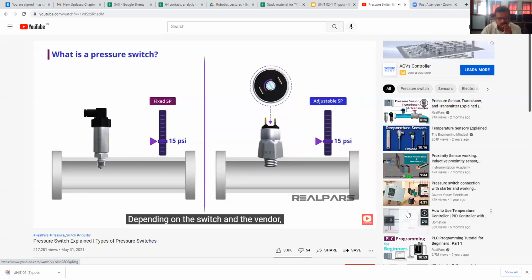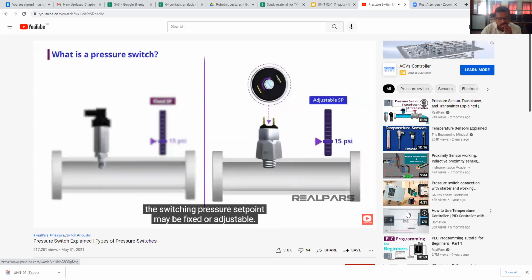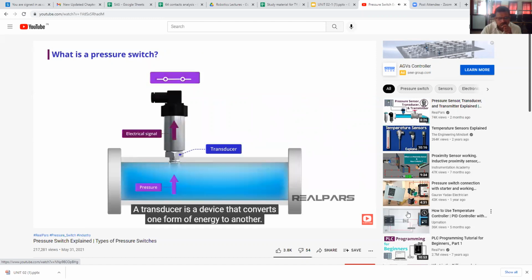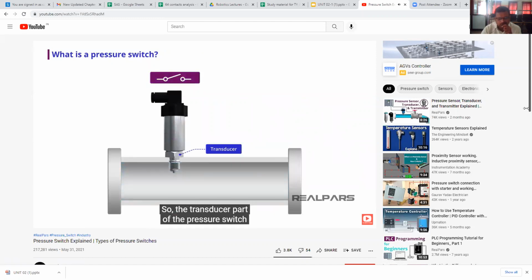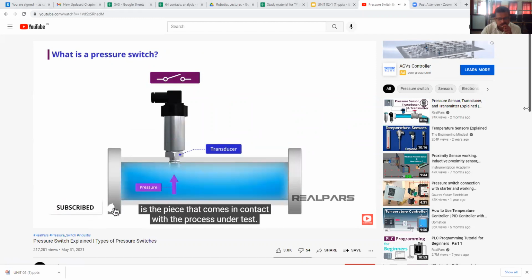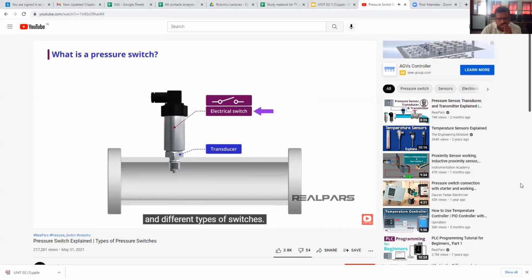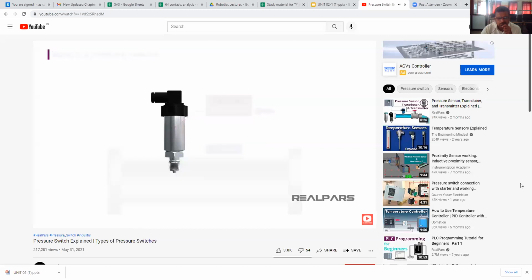Depending on the switch and the vendor, the switching pressure set point may be fixed or adjustable. A transducer is a device that converts one form of energy to another. So, the transducer part of the pressure switch is the piece that comes in contact with the process under test. Then somehow, the transducer has to operate the electrical switch. Vendors produce pressure switches using different types of transducers and different types of switches.